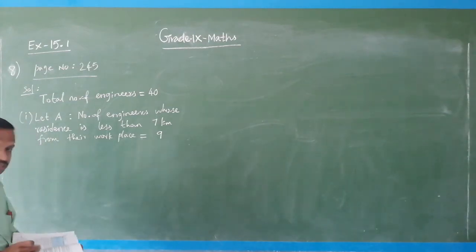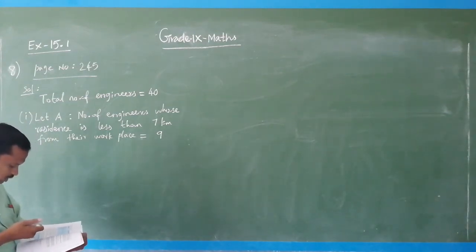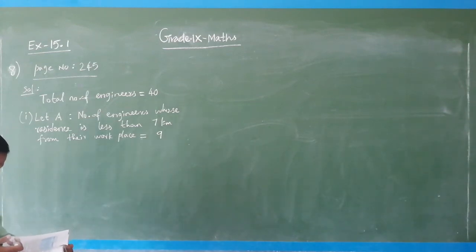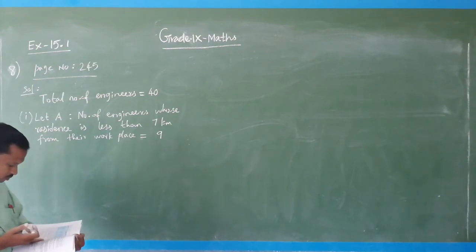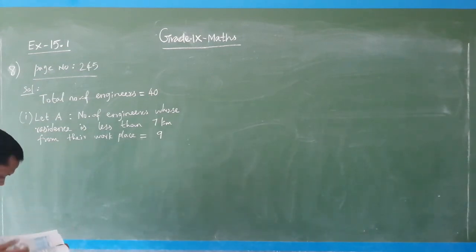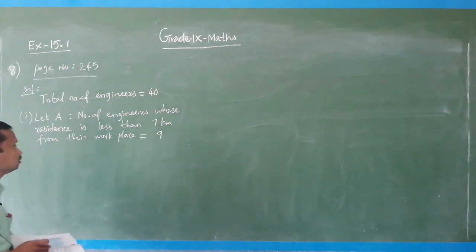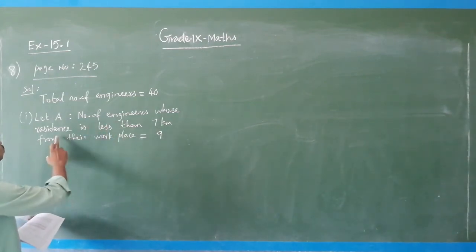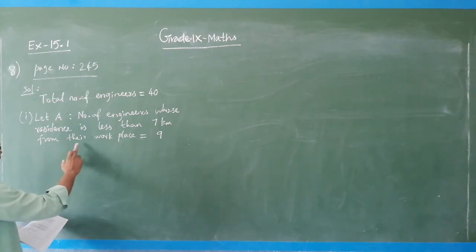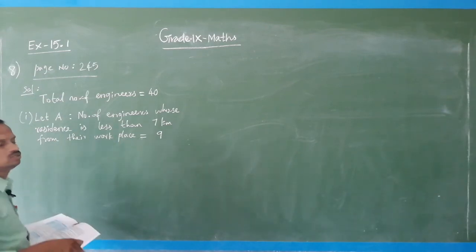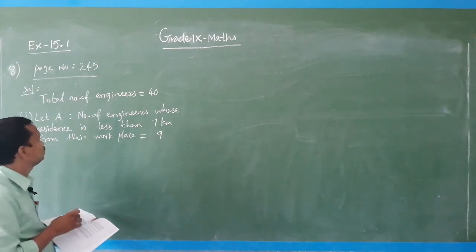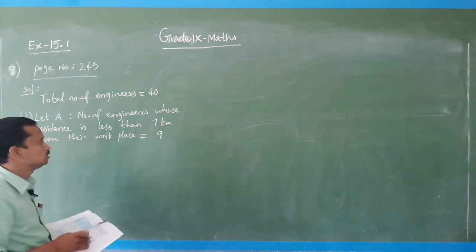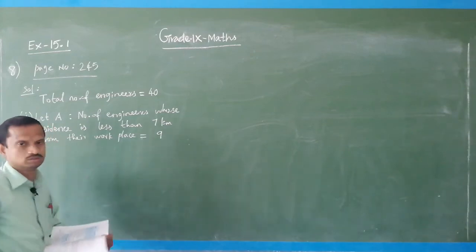Okay, I have changed that sentence slightly. What is the empirical probability that an engineer lives less than 7 km from her place of work? So I have taken it like this: the number of engineers whose residence is less than 7 km from their workplace. How many engineers are living less than 7 km from their workplace? 9 of them are.